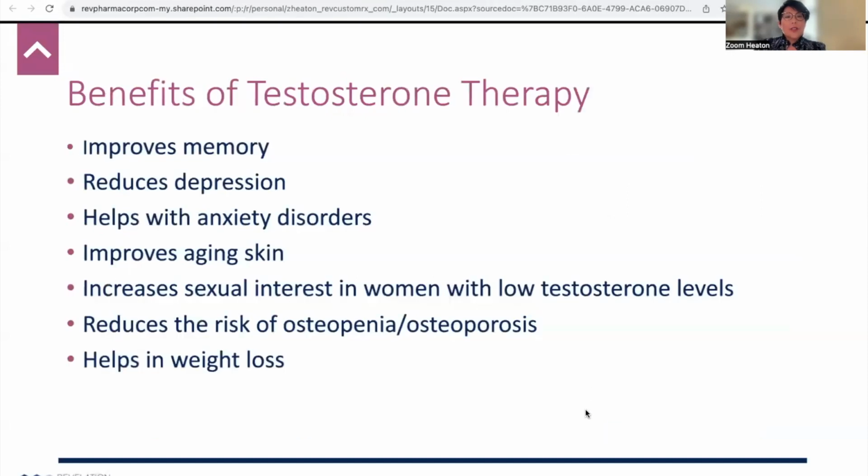The benefits of testosterone therapy, I'm going to review again, but we went through a lot of the functions of testosterone earlier. So this is really, in many ways, a recap. It improves memory because it's very neuroprotective. It reduces depression. It helps with anxiety disorders. It improves aging skin, increases sexual interest in women with low testosterone levels. It reduces the risk of osteopenia and osteoporosis, and it helps in weight loss.